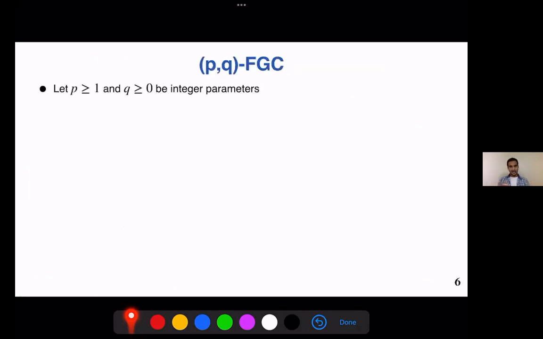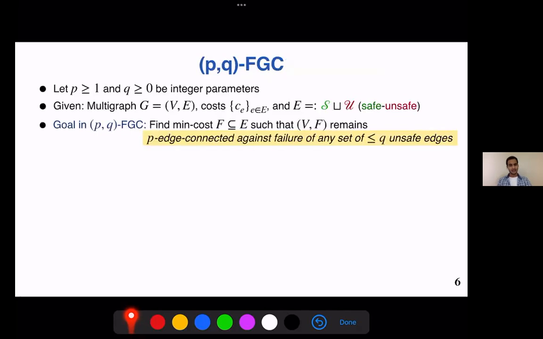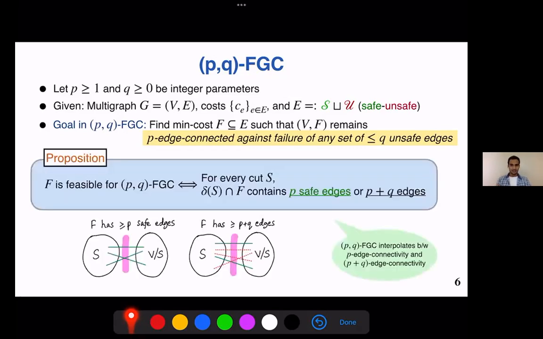And we could combine these two generalizations to form one very general model, which we'll call (p,q)-FGC. Here, p and q are two integer parameters. The goal in (p,q)-FGC is to find a minimum cost subgraph that remains p-edge connected against failure of any set of q unsafe edges. Again, as we have seen before, a subgraph is feasible for (p,q)-FGC if and only if the subgraph contains p safe edges or p plus q edges on any cut.